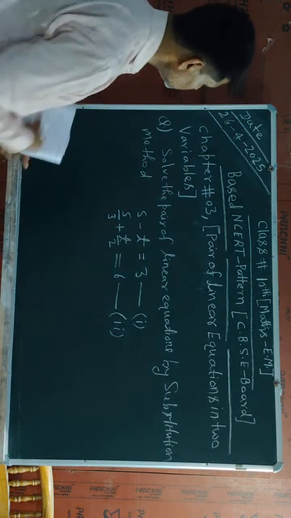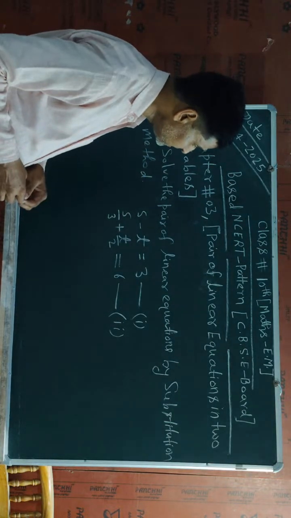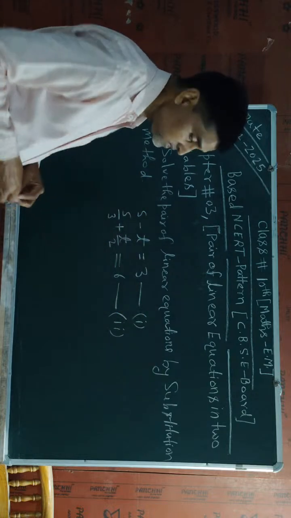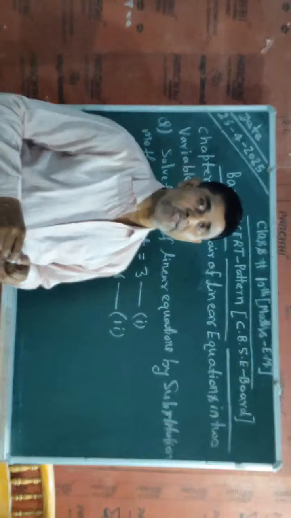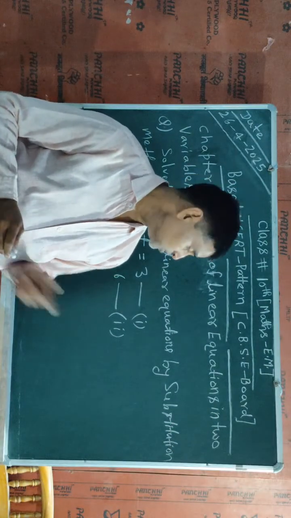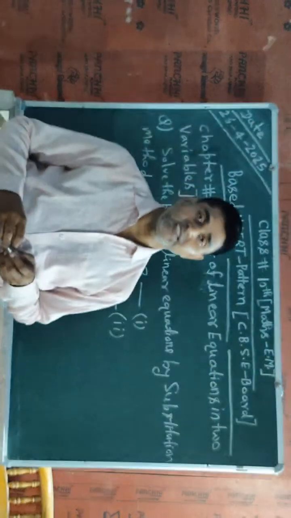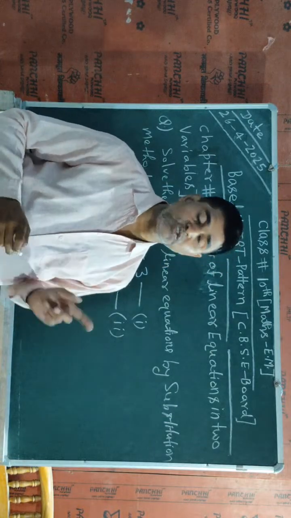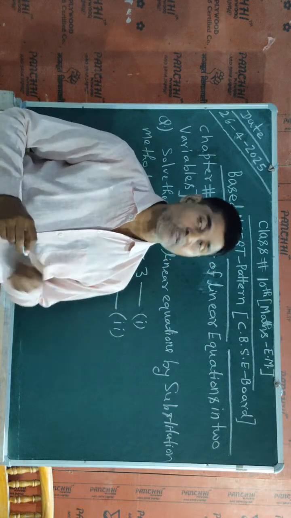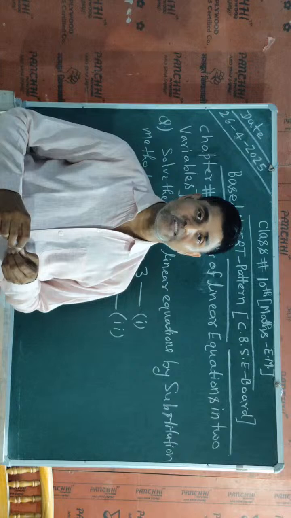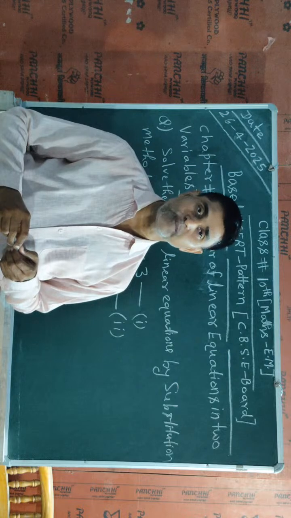Okay students, I am taking this book. Here we solve the pair of linear equations by substitution method. If we find that a1 divided by a2 is not equal to b1 divided by b2, it means these two equations have different slopes, so both lines will intersect at a point. I will get that point of intersection.